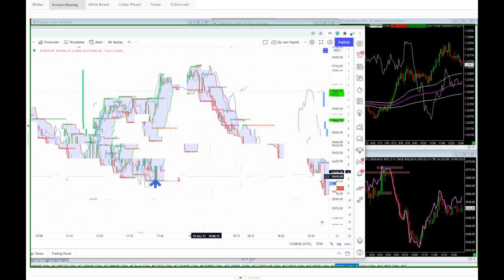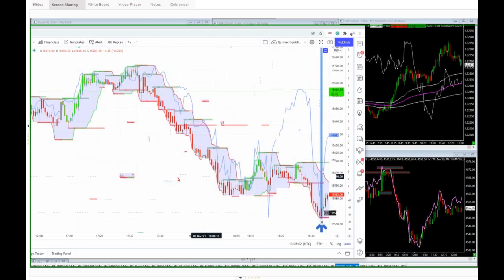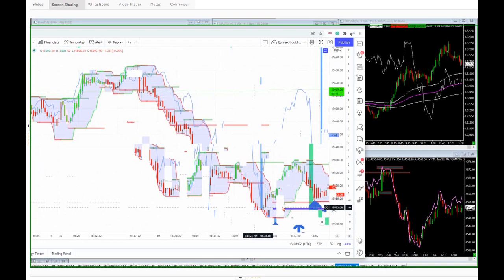Here's a blue max trade. We don't need the red in this case. This is a momentum shifting trade. This should be straight into profit. And you can see we got a very, very nice momentum profit.